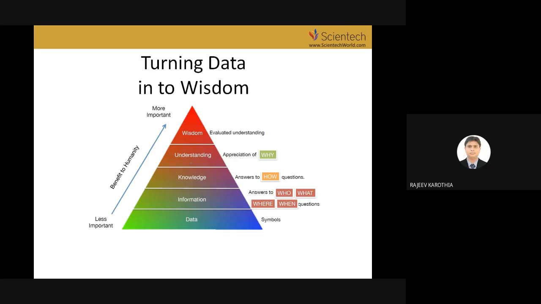So the important aspect of this data is that in IoT we are deploying billions of devices in a process, so we are getting a huge amount of data. How can we make this data important data, or convert this data into wisdom? So for example, there is one story.